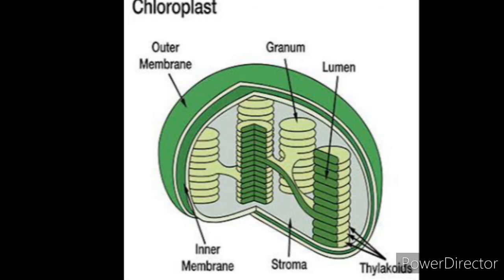The next one is the stroma. You can see here, isn't it? In the picture it is written as stroma. The stroma is the matrix, the liquid that is present inside the membrane. And next is the thylakoids. You can see the thylakoids, isn't it? The pillar-like structure, and the discs are arranged one above the other, isn't it? So those discs that are arranged one above the other are called the thylakoids.